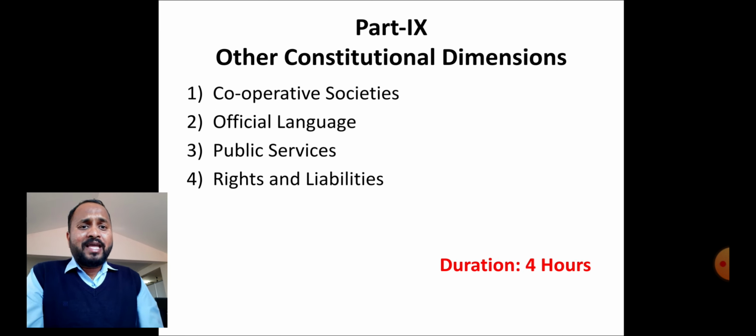Coming to the 9th part of our study plan, that is other constitutional dimensions, cooperative societies will come. 43B is there in the directive principles of state policy, right? And under Article 19, everybody has the freedom to establish associations. We will discuss here cooperative societies, official language, public services, and rights and liabilities of a government. The duration for this part is 4 hours.